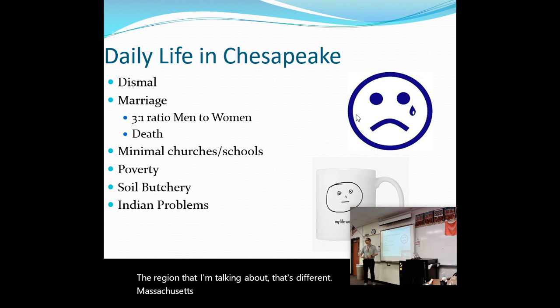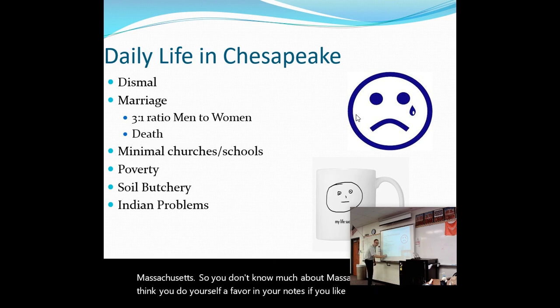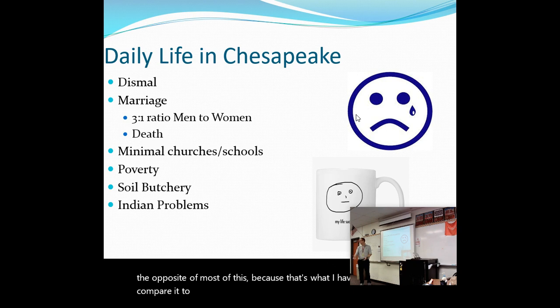Massachusetts. So you don't know much about Massachusetts yet, but I think you do yourself a favor in your notes if you note that Massachusetts is the opposite of most of this. Because that's what I have you guys compare it to. Massachusetts will be dramatically different when we compare social details. So just kind of think, compare and contrast. You have a lot of contrasting elements. There is one or even two similarities, though, with Massachusetts. You'll find Indian problems will be a similarity just about everywhere.